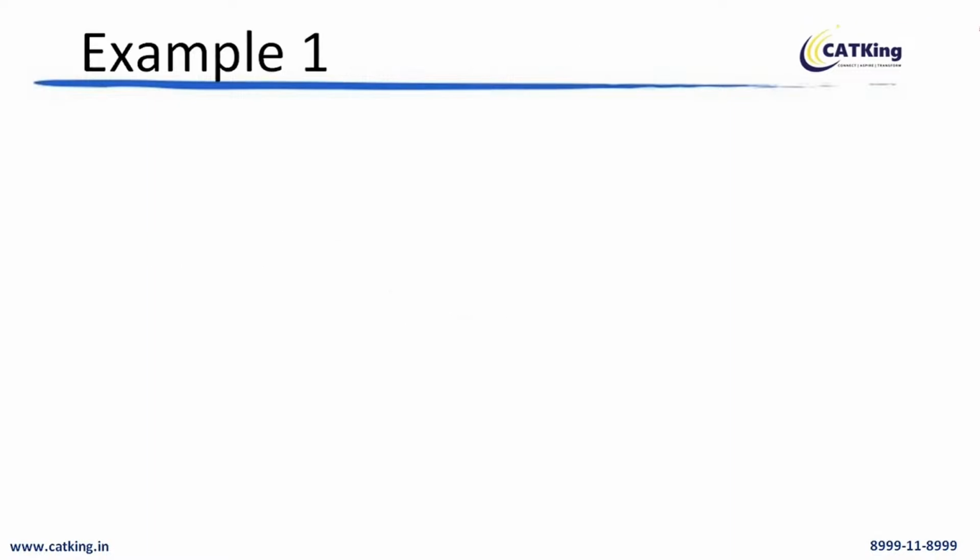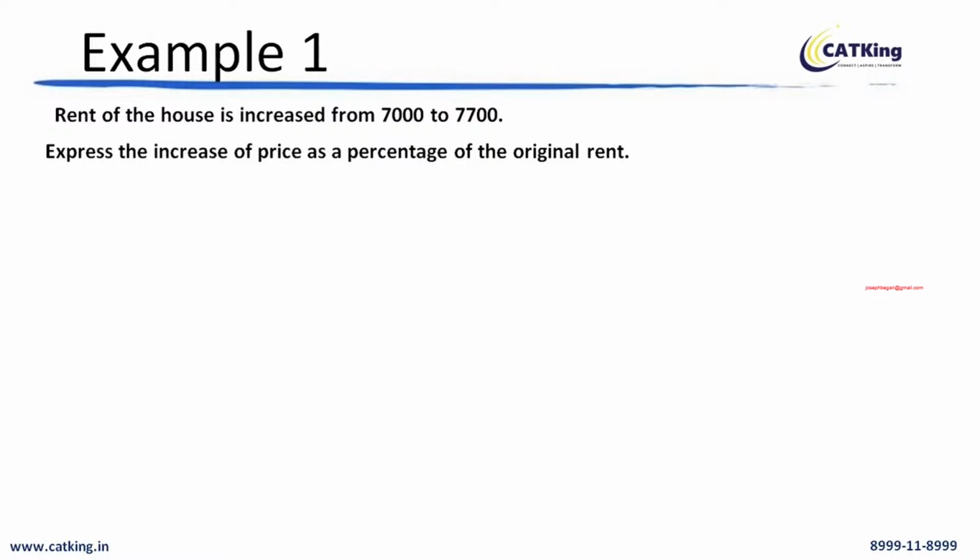Let's say an example, right? The rent of the house is increased from 7,000 to 7,700. You have to find out the increase of price as a percentage from the original rent. So what is the increase value? The increase value is 7000 to 7700, so how much has it actually increased? How much is the value?